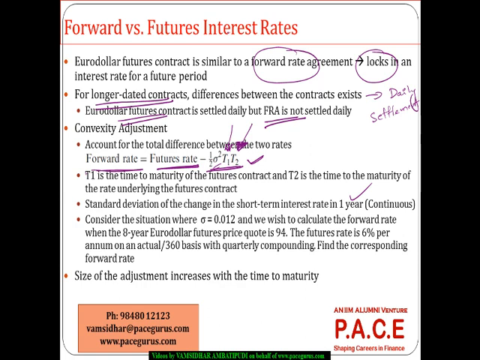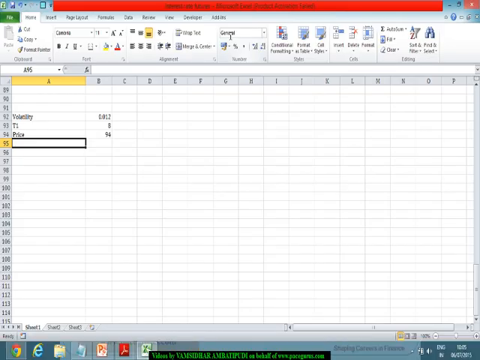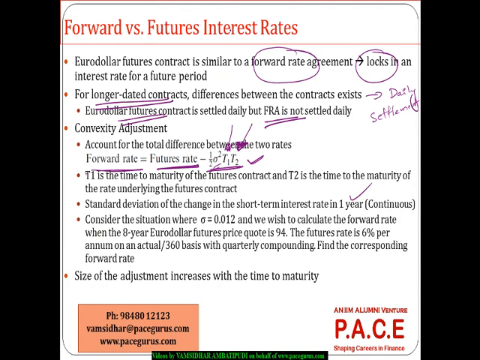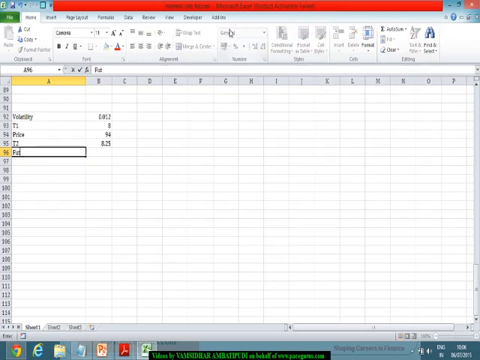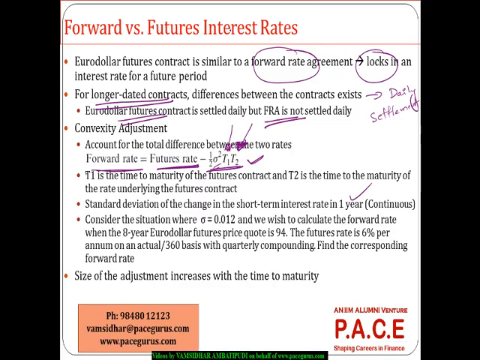Because Eurodollar future is anyhow a 3-monthly one, T2 will come out directly as 8.25. The Eurodollar one is for 3 months, so the underlying is going to expire by another 3 more months, making it 8.25. Futures rate is 6% per annum on an actual/360 basis with quarterly compounding. So we are talking about 6% on a quarterly compounding basis.